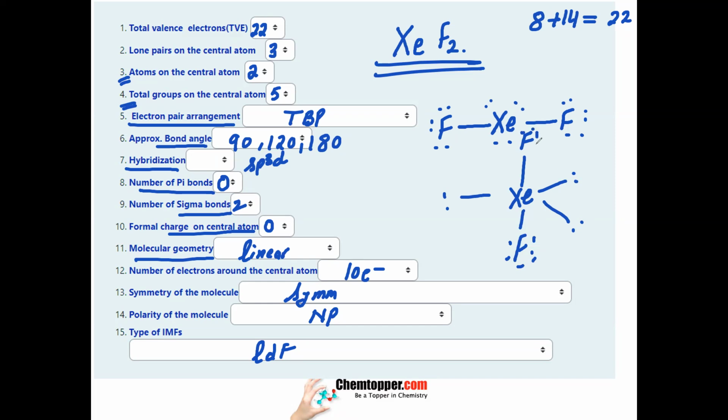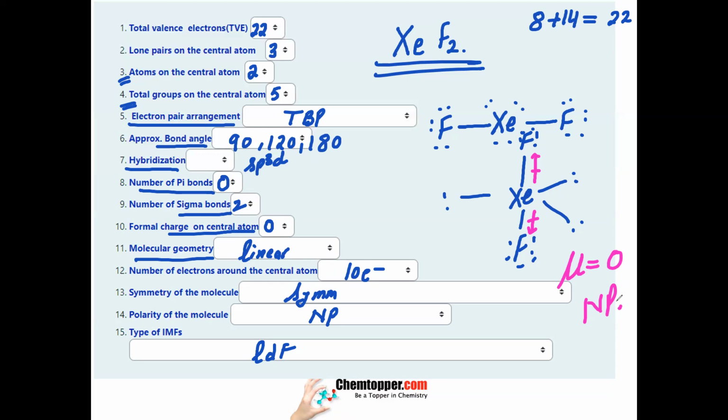And these two fluorines are exactly in the opposite direction. They are also canceling out each other like this. So the sum of all dipoles is 0. The molecule is non-polar. Yes, children. Are we okay with this? So your very important topics are done.